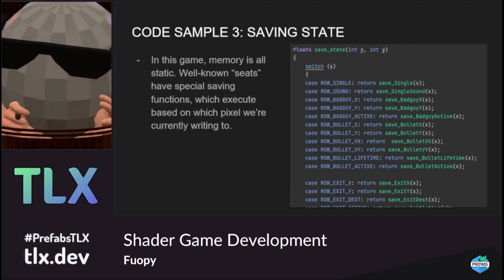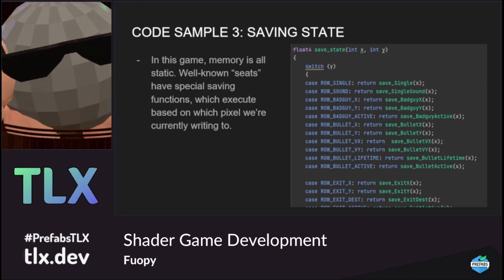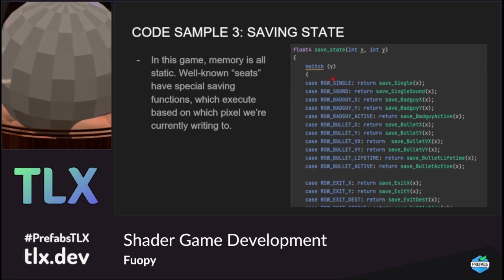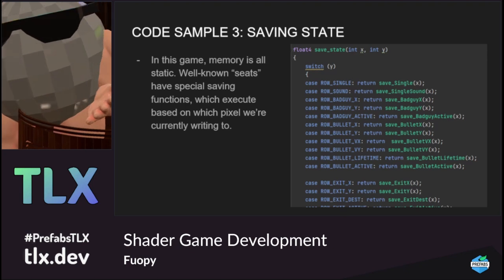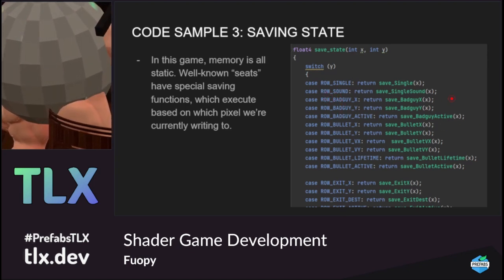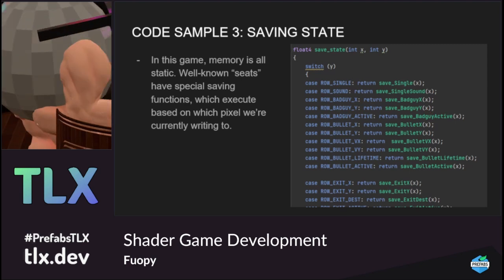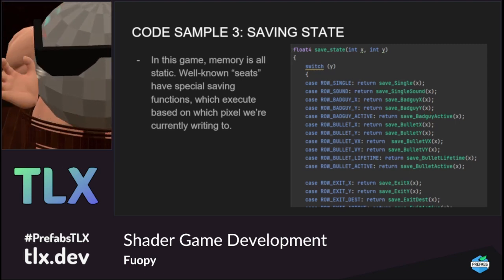Saving state. There's our implementation of saving the state. I implemented it as a switch statement. We have our single variables rows, our sound effects rows. I'll get into sound effects in a little bit. And then the bad guy positions. Now, even though they're implemented as structs, I found it much easier just to put every single member of every struct on its own row. It's just easier. But you can do it however you like.